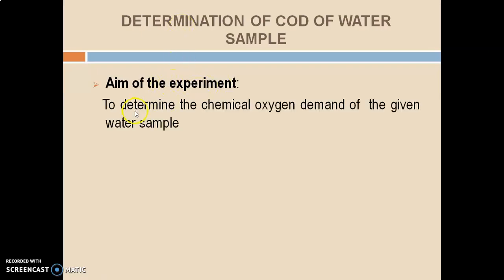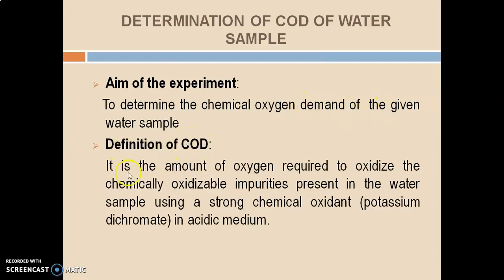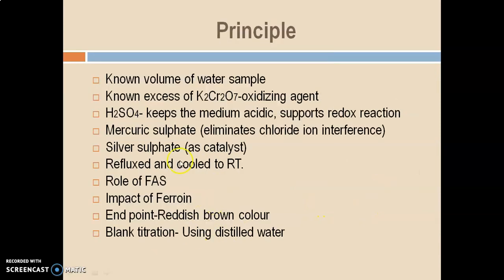In this video, I will be explaining the determination of COD of a water sample. Aim of the experiment: to determine the chemical oxygen demand of the given water sample. Definition of COD: it is the amount of oxygen required to oxidize the chemically oxidizable impurities present in the water sample using a strong chemical oxidant such as potassium dichromate in acidic medium.